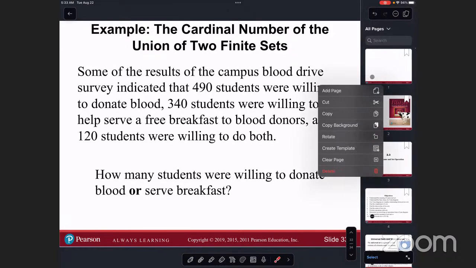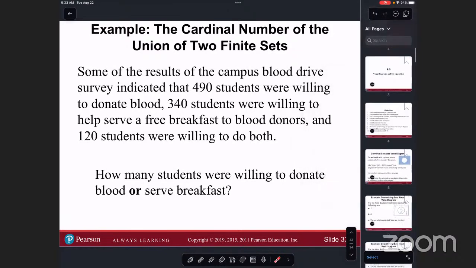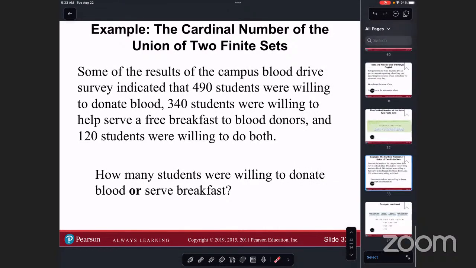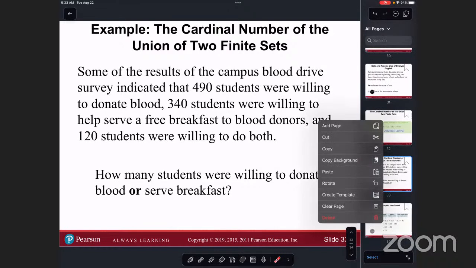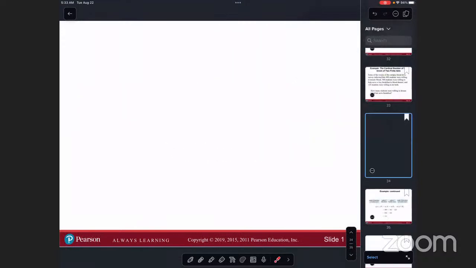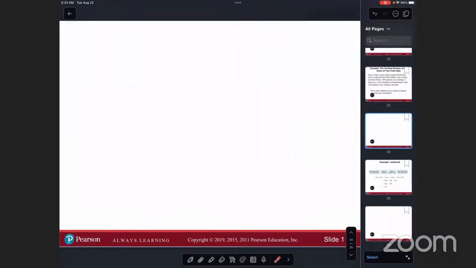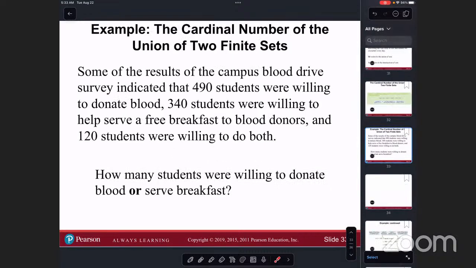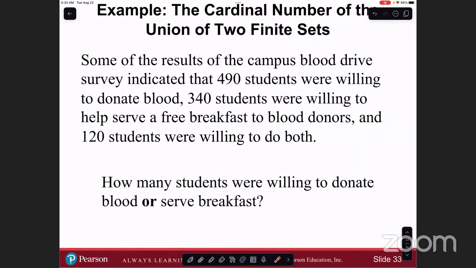Let me copy this. Paste. I'm going to paste one right here. Okay. And then I think I'm going to do my view as seamless. Okay.